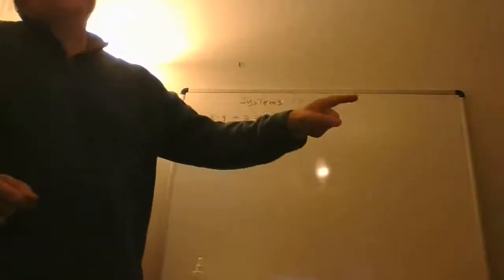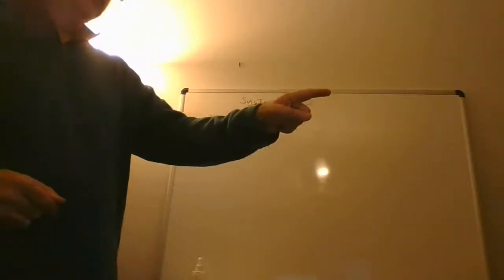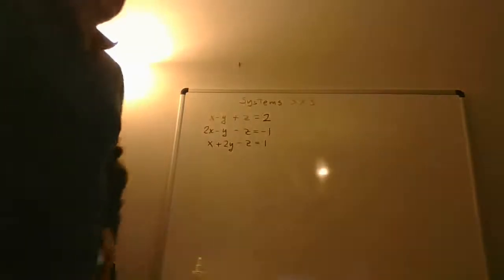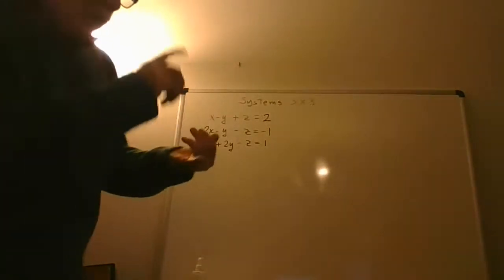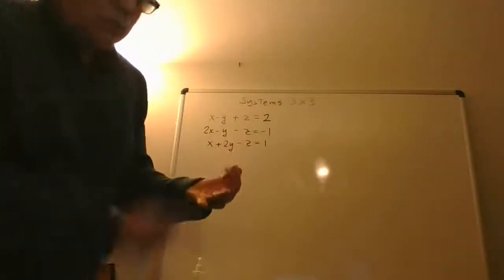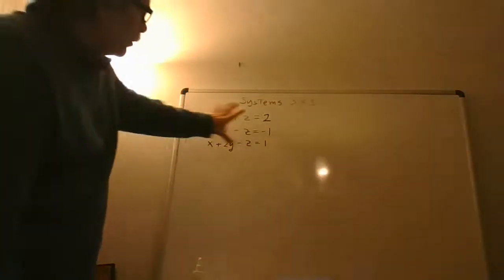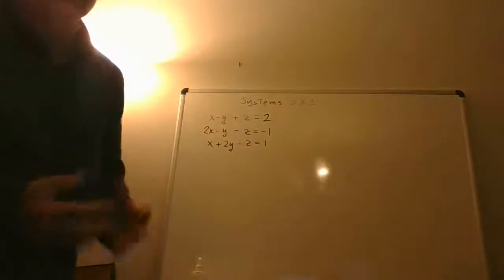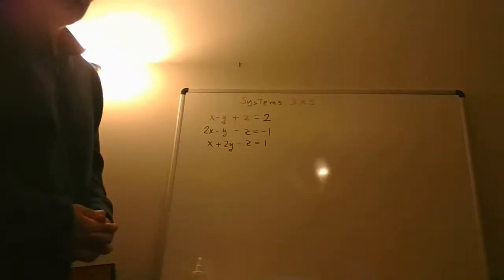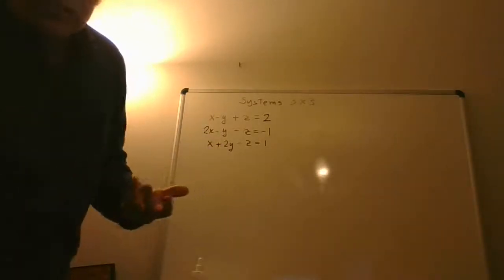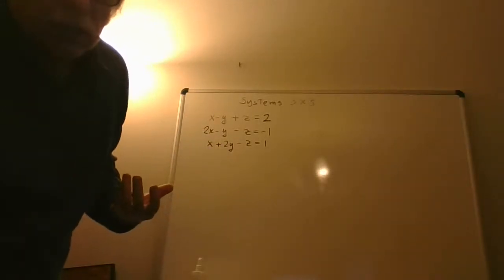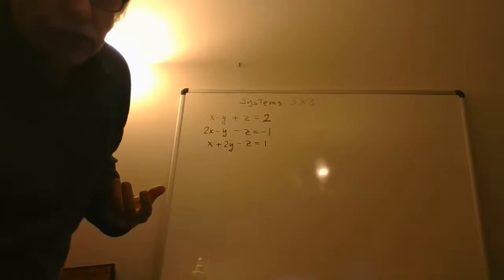If you're going to the right, that's going to be positive. If you're going to the left, it's going to be negative. If you're going up, that's going to be positive. If you're going down, that's going to be negative. So what we are looking for here is to find that point that has x, y, and z, so they could make all 3 equations true at the same time. Now, I can tell you what that point is because I already have solved this system, and it's not really that hard to find.